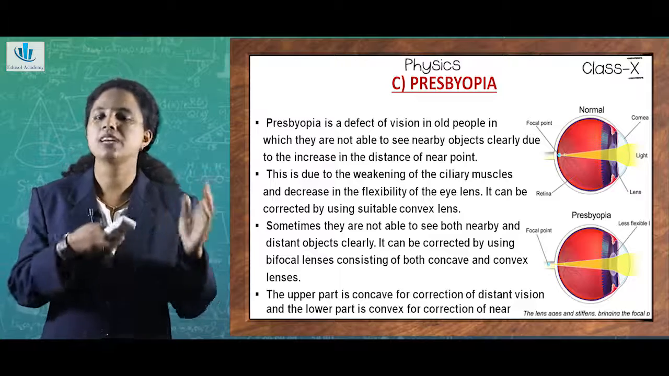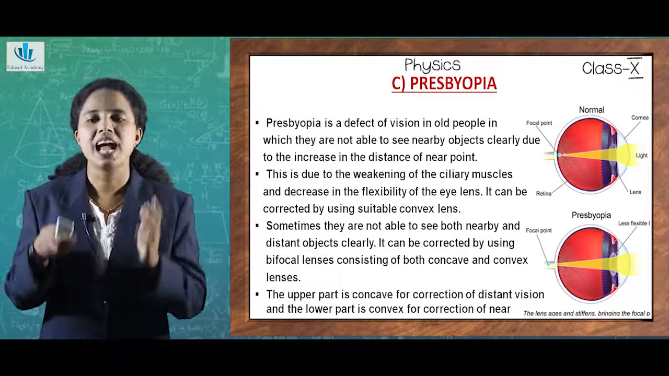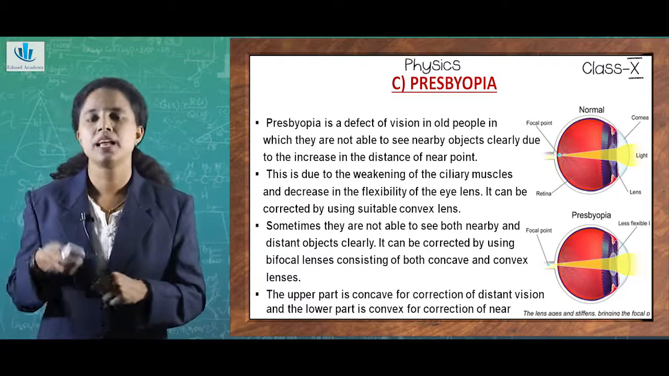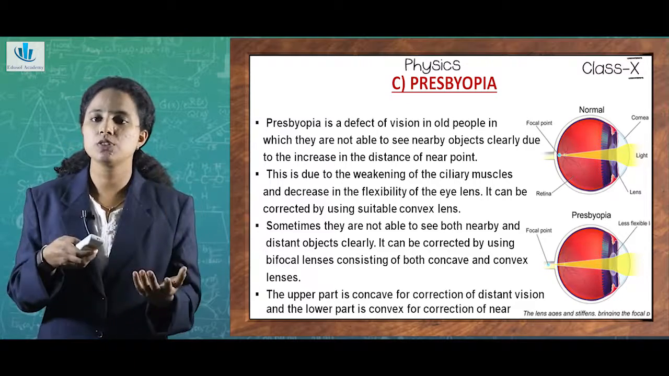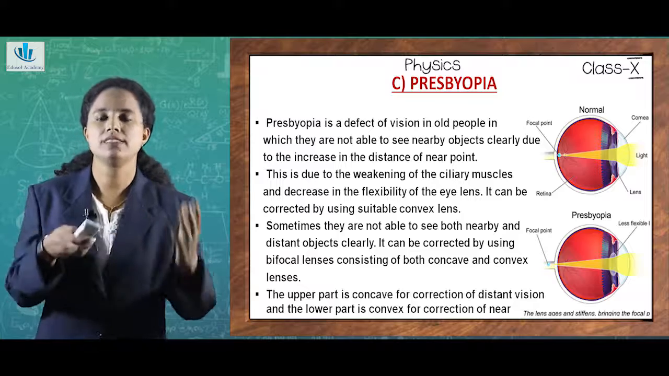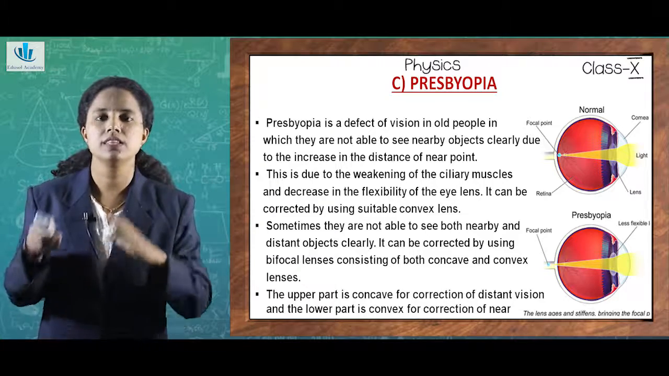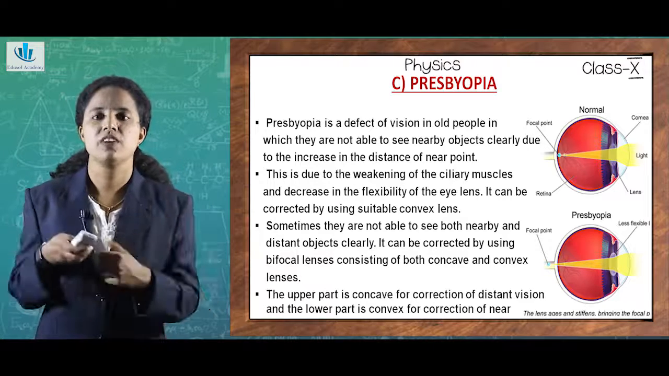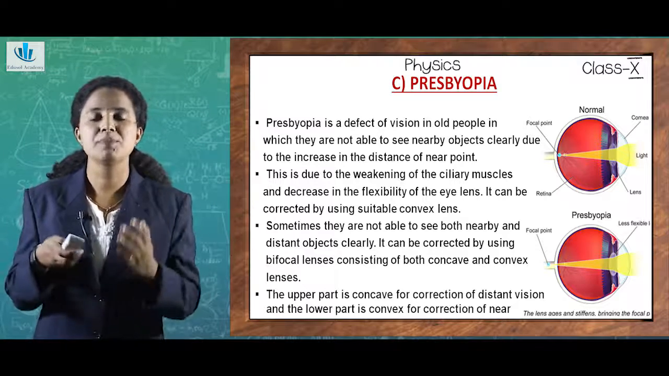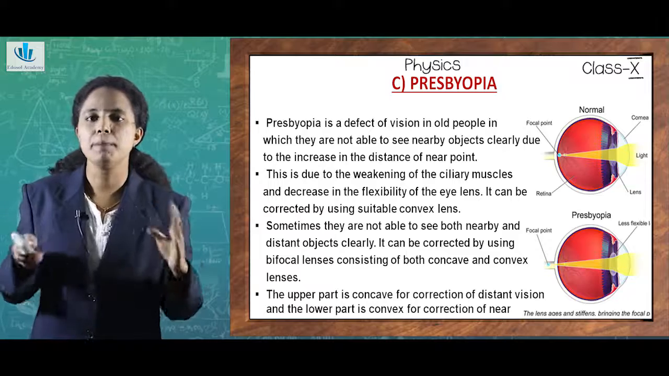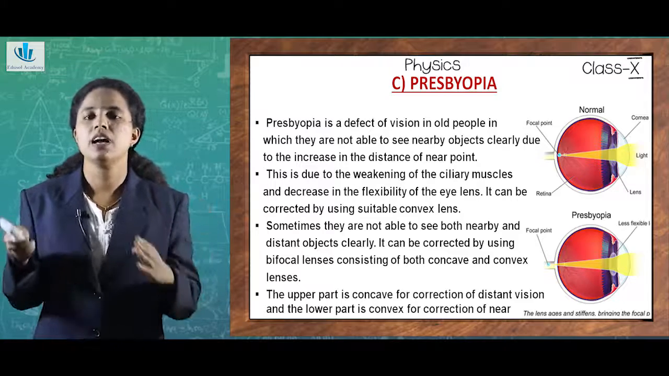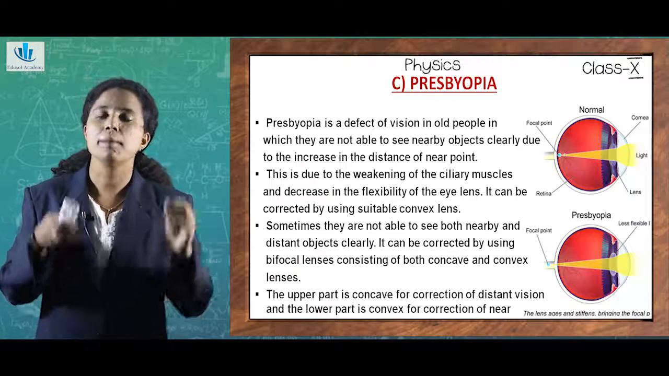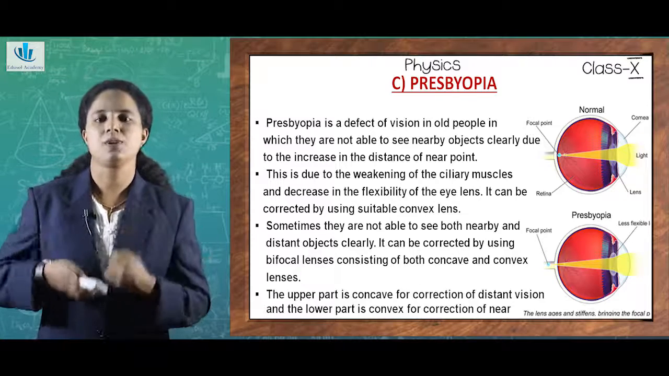So, this can be also corrected, isn't it? For that, here we use a suitable convex lens. Sometimes they won't be able to see both near as well as distant objects. For some persons, only they will be able to see the far objects, whereas for some, they will be only able to see the near objects. But for some people who are having extremely large defects, they will not be able to see both nearby as well as distant objects.